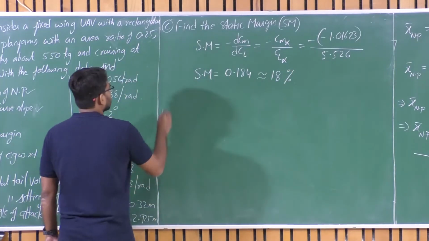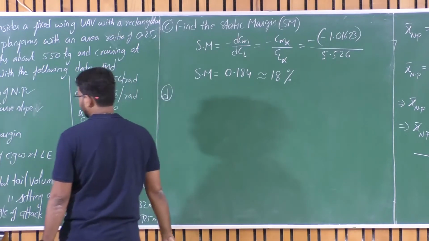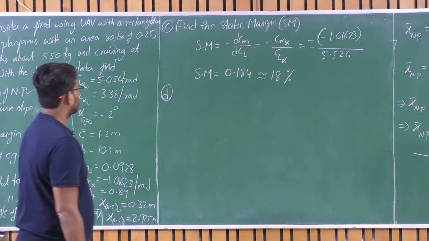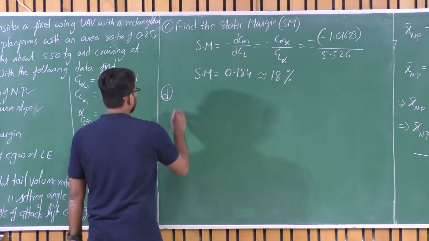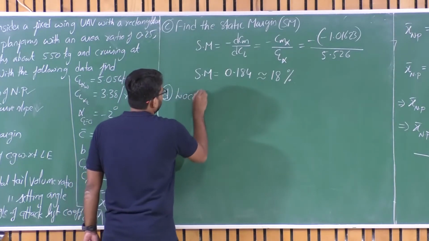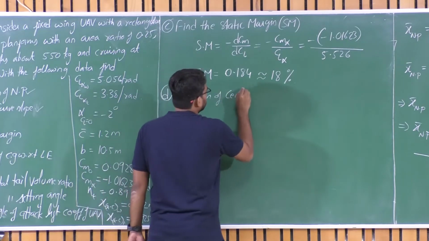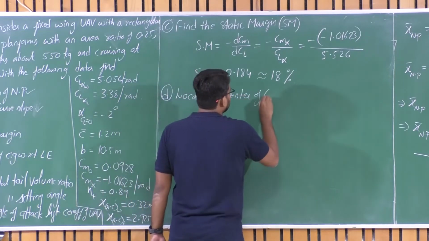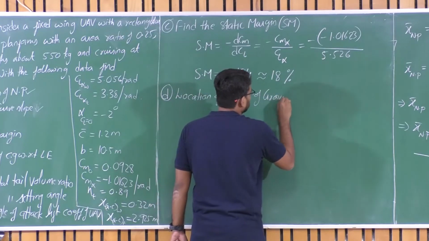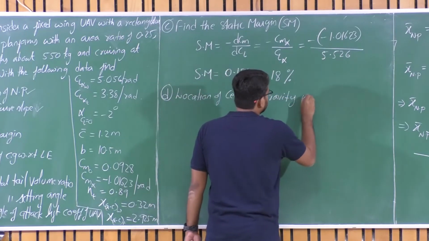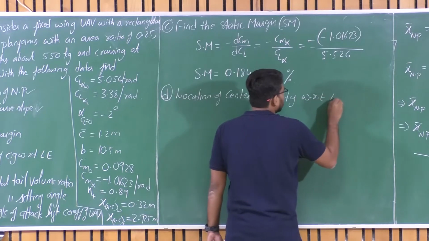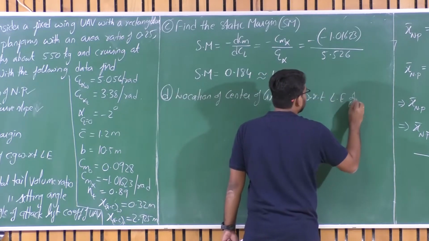Okay. So let's move ahead to find out what D is. What is D? The location of the CG, now the location of the center of gravity with respect to the leading edge of the wing.